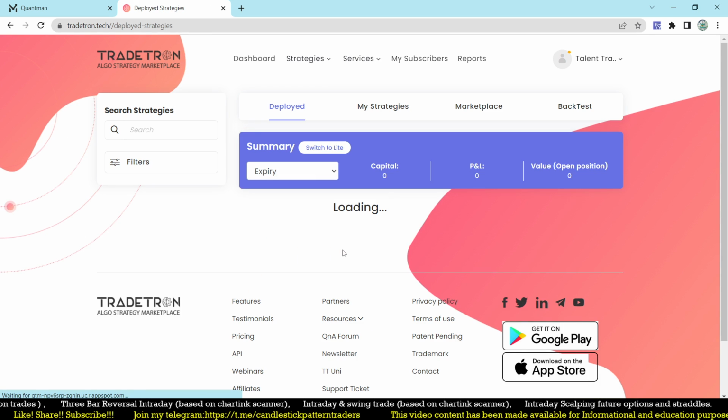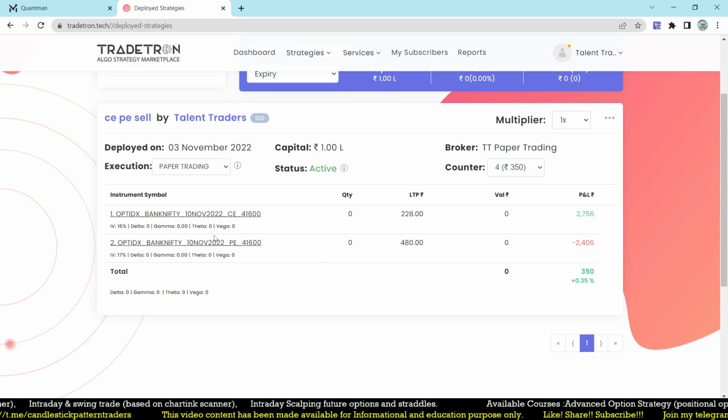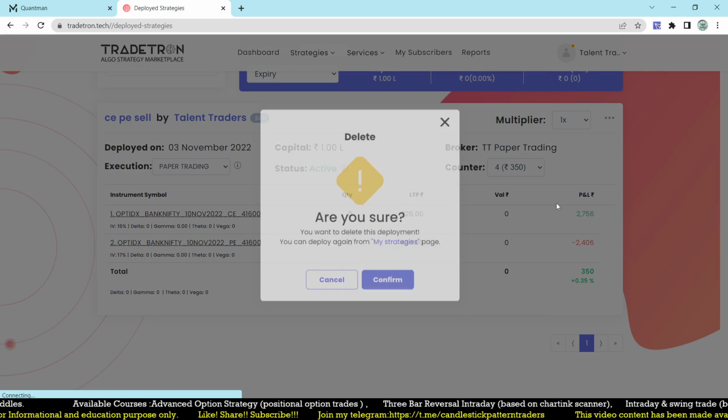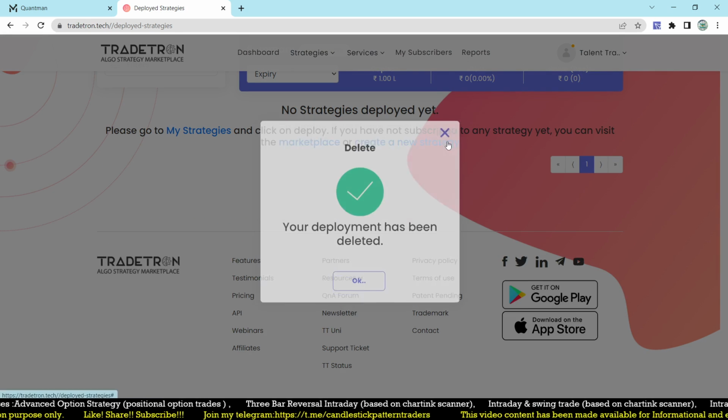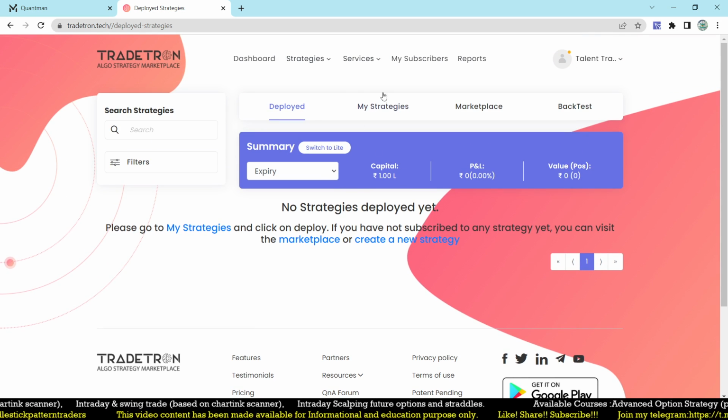After you create the account, I think they charge a small amount. This is one of the strategies which we are selling, a call and put both together, the same kind of strategy, but a simple one which I have created. Now I am showing you how to create the strategy exactly.